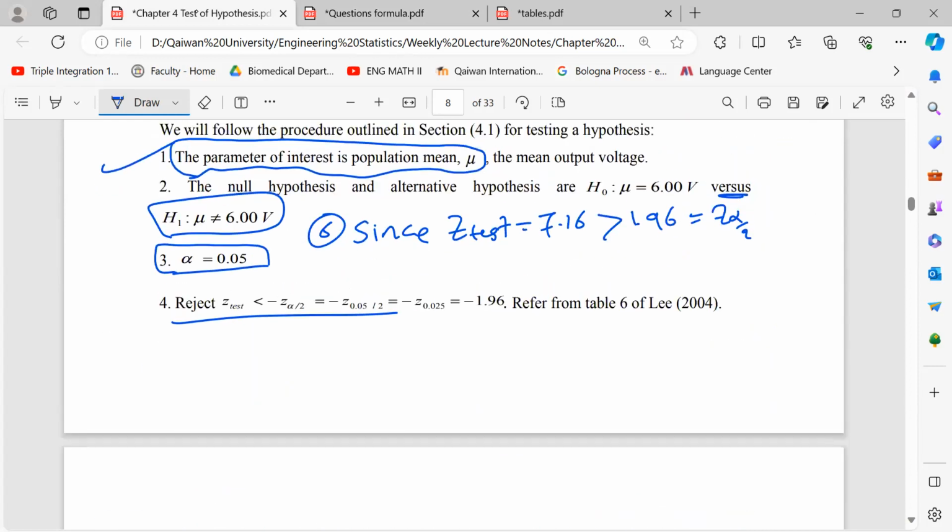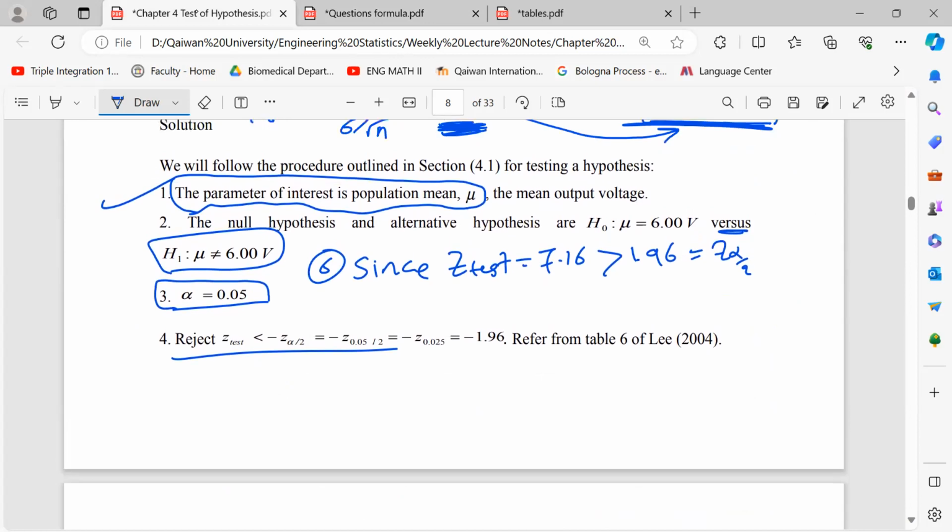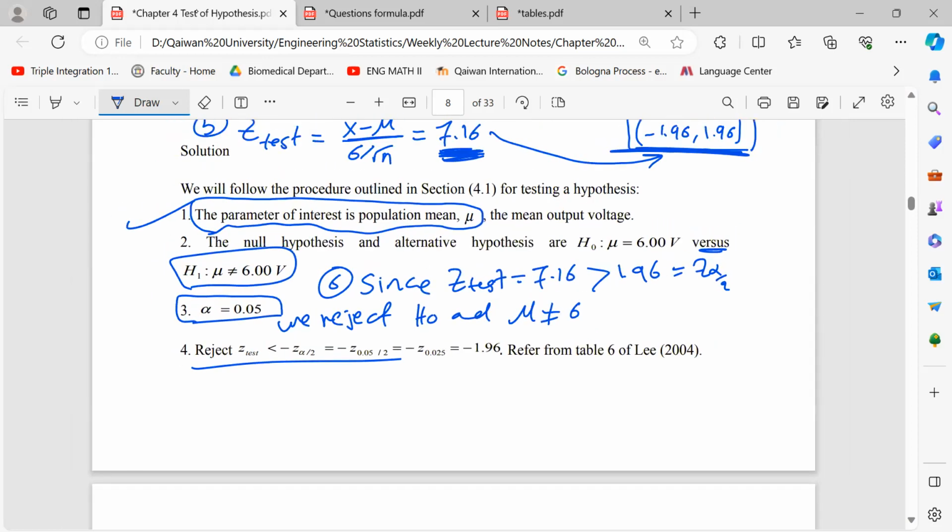So what's the conclusion here? Since the Z test is greater than Z of alpha over 2, we reject H0 and mu doesn't equal 6. We choose H1, okay? So the mean might not be 6. It might be greater or less than 6. That's all.